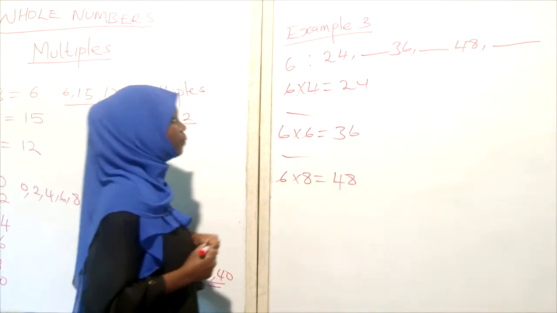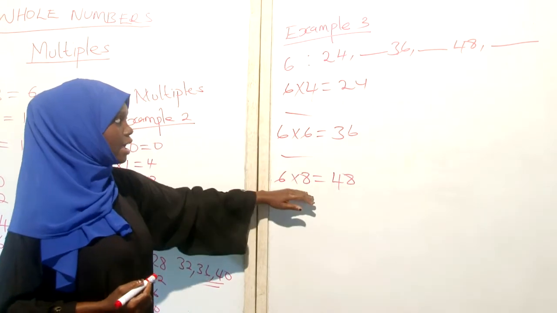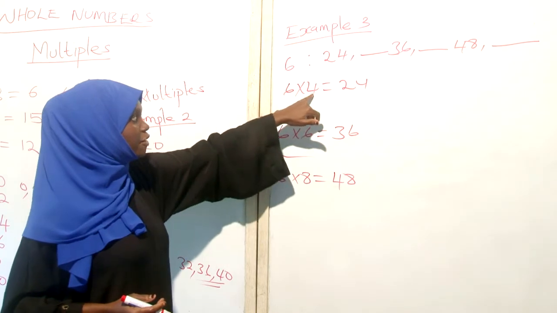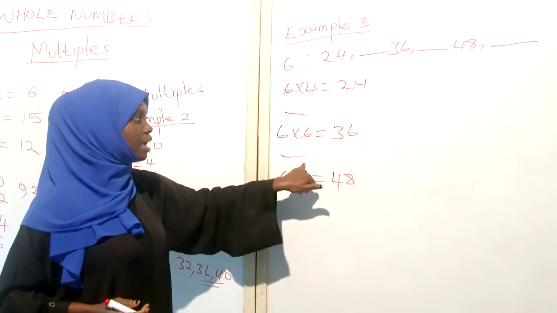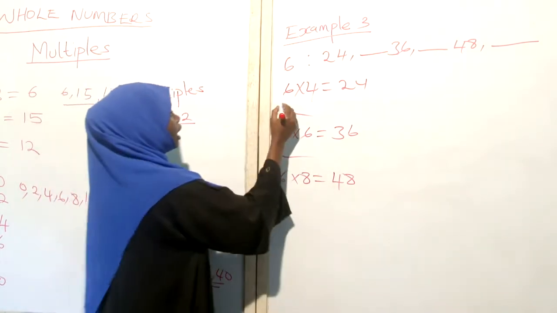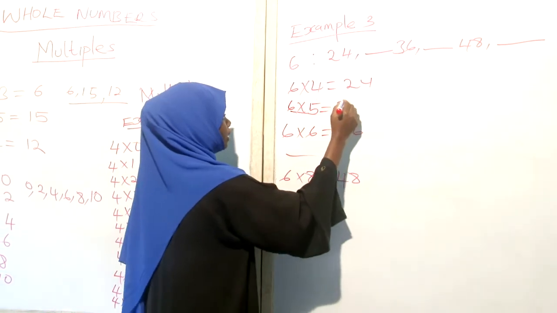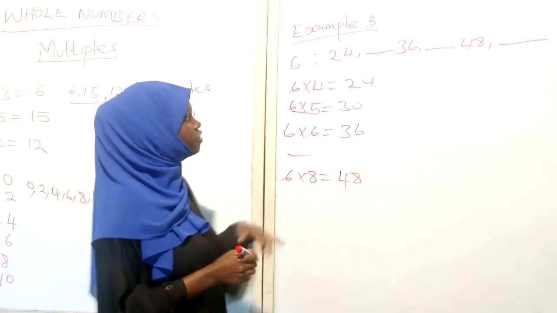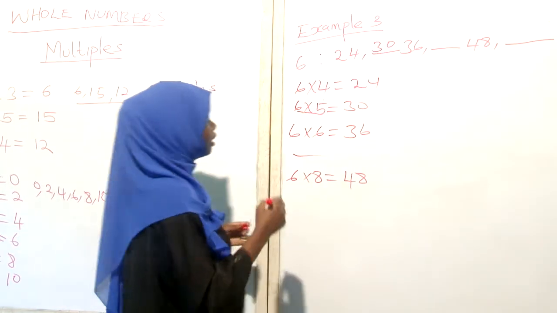Hope I'm not sure. So if here we have multiplied by 4, here 6, here 8, meaning we are going step by step. So here if we have multiplied by 4, meaning here we'll also multiply by 5, then by 6, and here by 7. So it's going step by step. So here it will be 6 times 5 to get 30. So meaning here our next multiple after 24 will be 30.